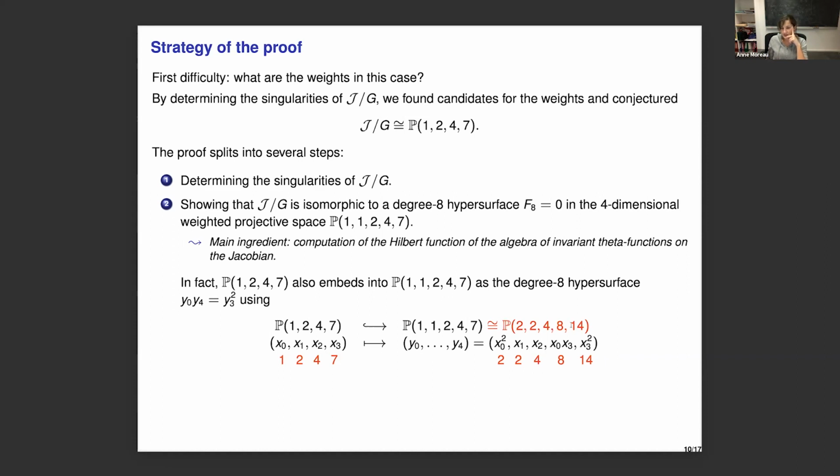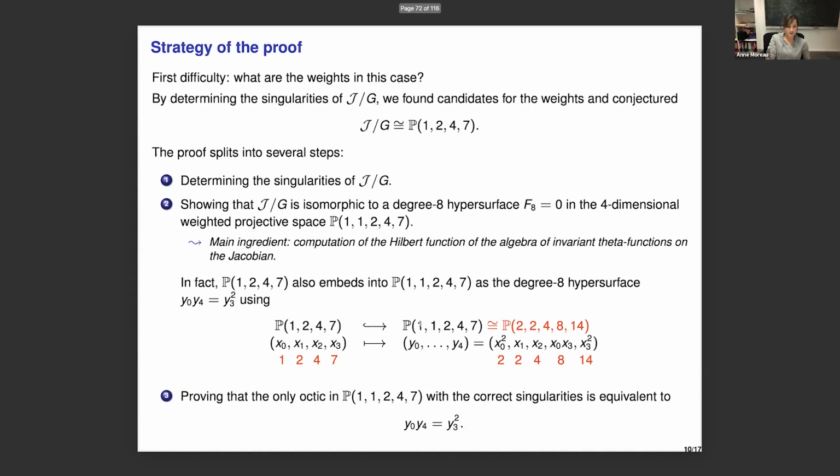But now it is well known that this weighted projective space is isomorphic to P(1,1,2,4,7) because you can divide by 2. So now we are happy because we have two degree 8 hypersurfaces in the same weighted projective space with the same singularities. And last step, we were very lucky because we were able to prove that the only octic in this 4-dimensional weighted projective space with the correct singularities is actually equivalent to this hypersurface. So this is the strategy. So let me explain the first part.